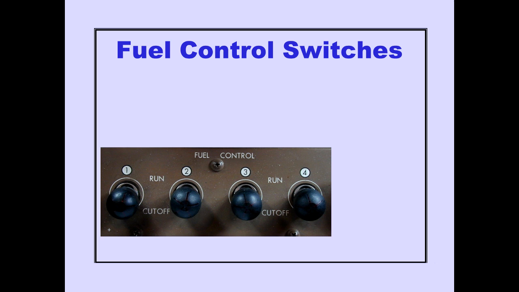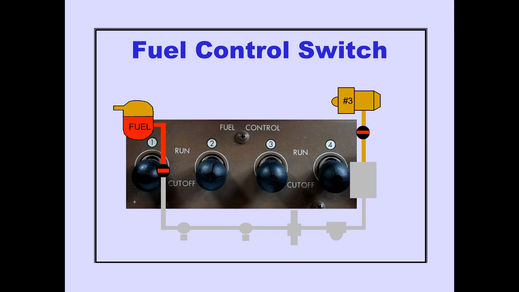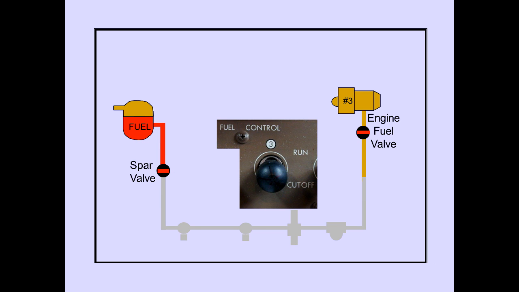The fuel control switches have two positions, run and cutoff. The switches are lever lock type switches which are pulled out, moved to the desired position, then released. The fuel control switch for each engine controls both the spar valve and the engine fuel valve for that engine. In the cutoff position, both valves are closed. Positioning a fuel control switch to run opens both the spar valve and the engine fuel valve.